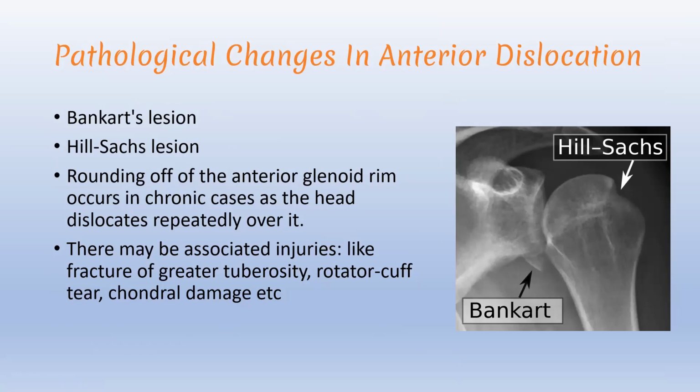The second one is Hill-Sachs lesion. It is a posterolateral humeral head depression fracture resulting from the impact with the anterior glenoid rim, therefore indicative of anterior glenohumeral dislocation. Rounding off of the anterior glenoid rim occurs in chronic cases as the head dislocates repeatedly over it. There may be associated injuries like fracture of greater tuberosity, rotator cuff tear, chondral damage, etc.